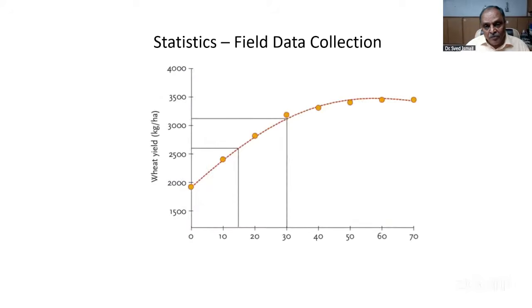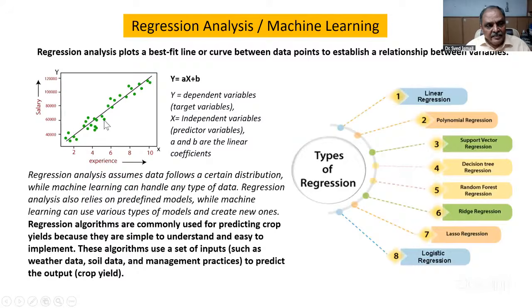Here you see, for example, the same field data collection is done at different points, and they draw a curve and then interpret how much yield comes for how much fertilizer is given. This we call regression analysis in statistics. All agriculture students must study statistics; we had it in the BE also. There's nothing but regression analysis in machine learning. Most of machine learning is only regression analysis.